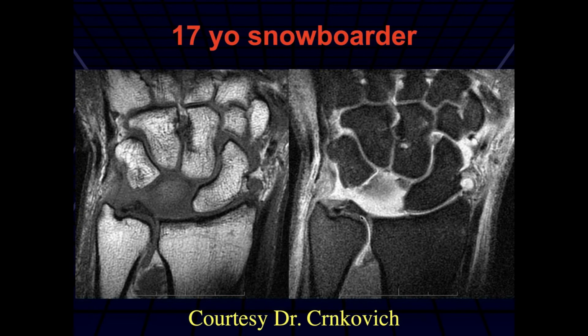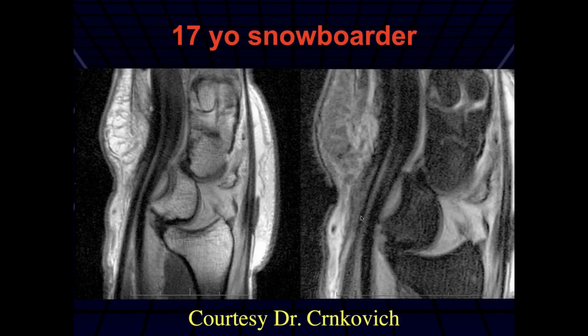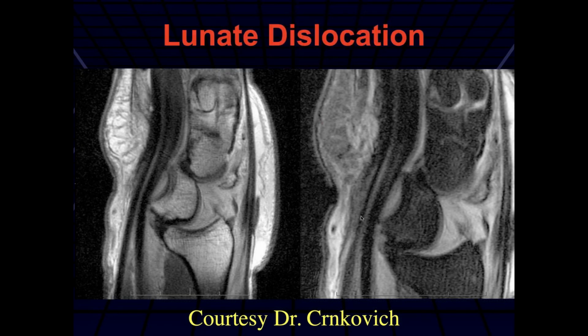Okay. Hashu, what do you think of this case? So 17-year-old snowboarder, where's the lunate? Where's Waldo? All right, there we go. So the lunate is dislocated. The capitate actually, I think, has normal alignment with the radius. So I think this is a lunate dislocation. Yep, good.